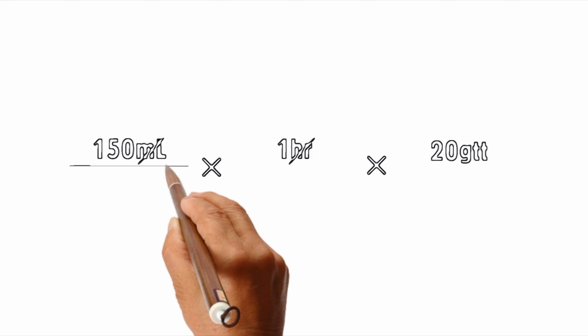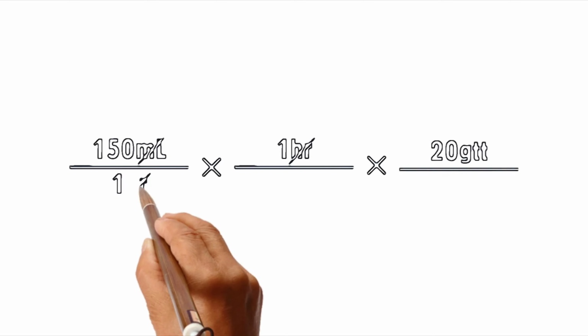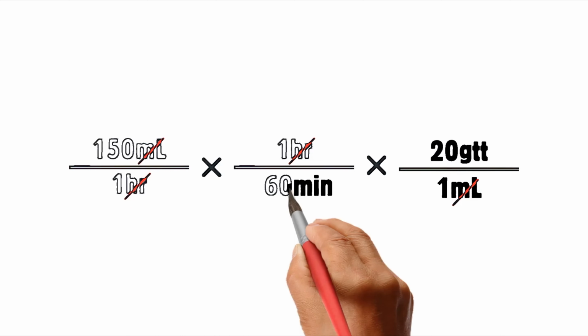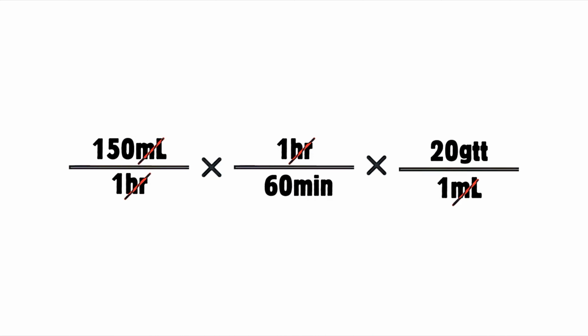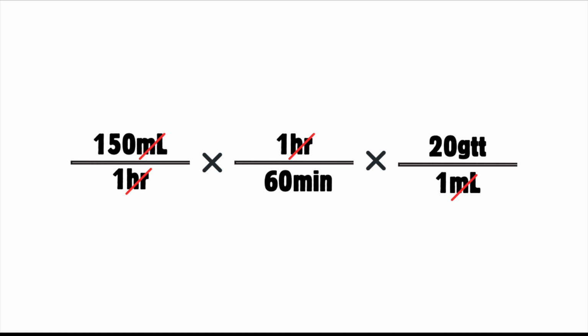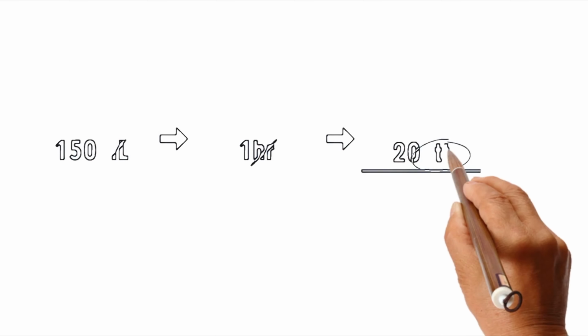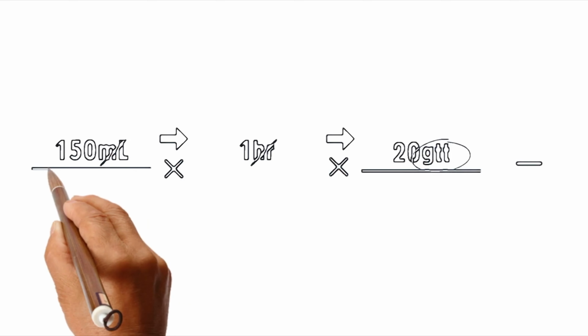Now that we have our equation fully set up, we will cross-cancel our units, leaving only GTTs per minute. This is the beauty of this process. If your units don't cross-cancel, leaving the desired units at GTTs per minute, then you know the equation was not set up correctly. Units can only cross-cancel if they are opposite each other on the top and bottom of the equation. Once our units have cross-canceled, we will then multiply straight across on the top and the bottom.